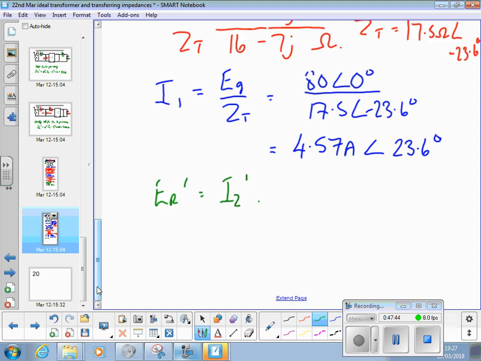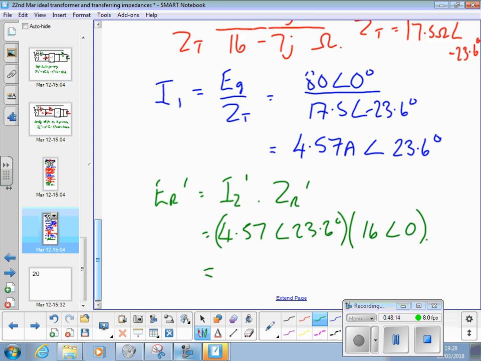I2 dash times ZR dash. That's 4.57 angle 23.6 times ZR dash, which is 16 angle nothing. What'd that come out to, Christian? Yep. Don't think we need it in rectangular form for anything, do we? No.